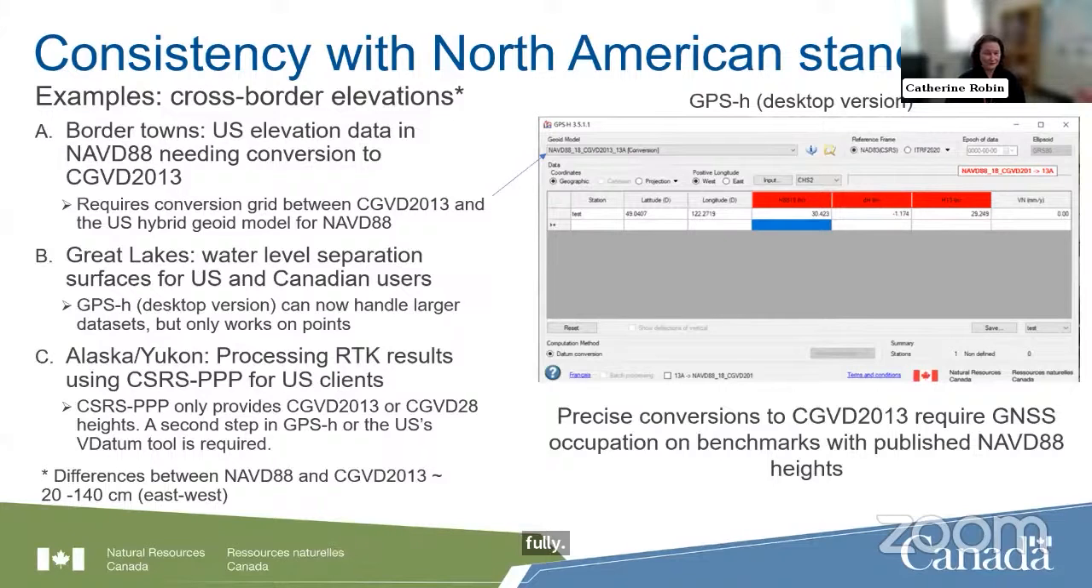I should note that the differences between NAVD88 and CGVD 2013 are from 20 to 140 centimeters, so the differences are significant. And then the last note is that the only way to really do this accurately is to do a GNSS occupation on a benchmark that has published NAVD88 values, and all the other approaches are going to be a bit more approximate.